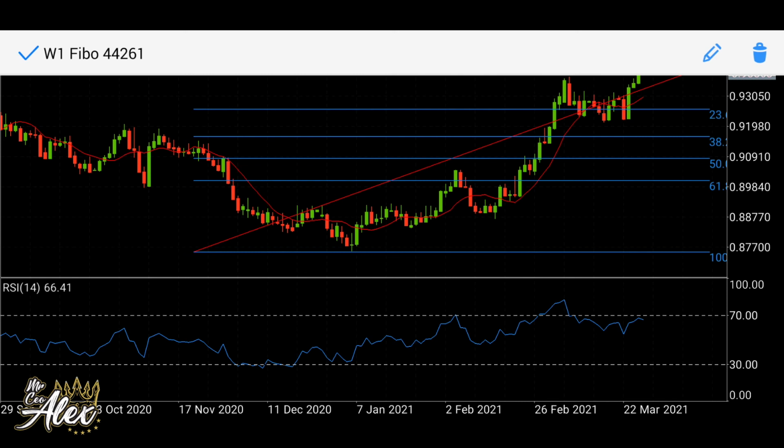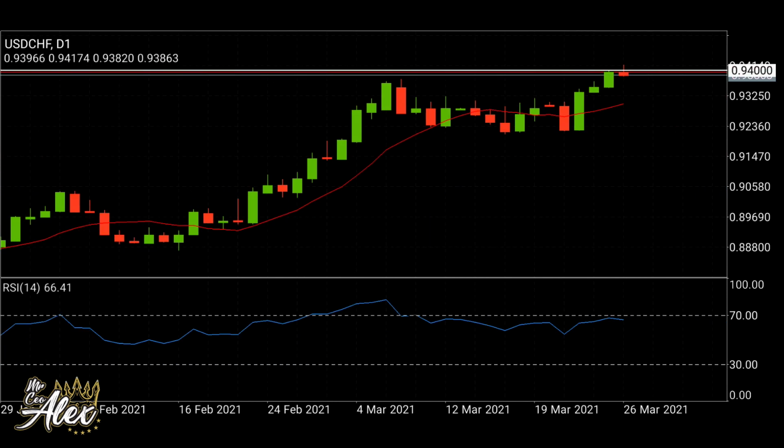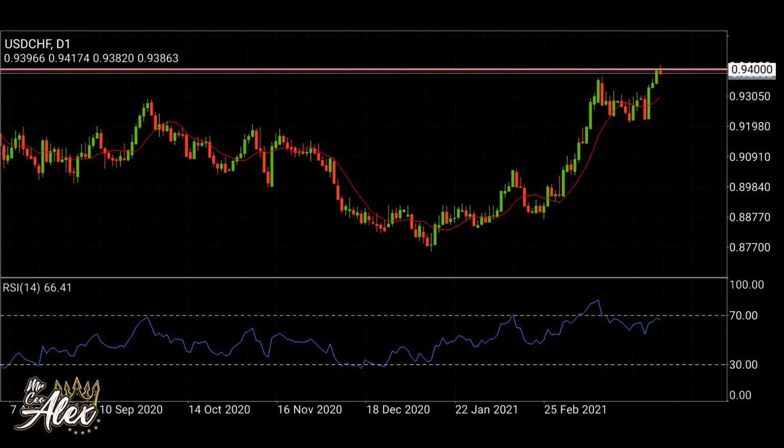If we look at the daily time frame, we're seeing that the market closed below 0.94. Plus, we were overbought on the RSI right here. This looks like an overextended M pattern to me. So I'll be looking for a sell.